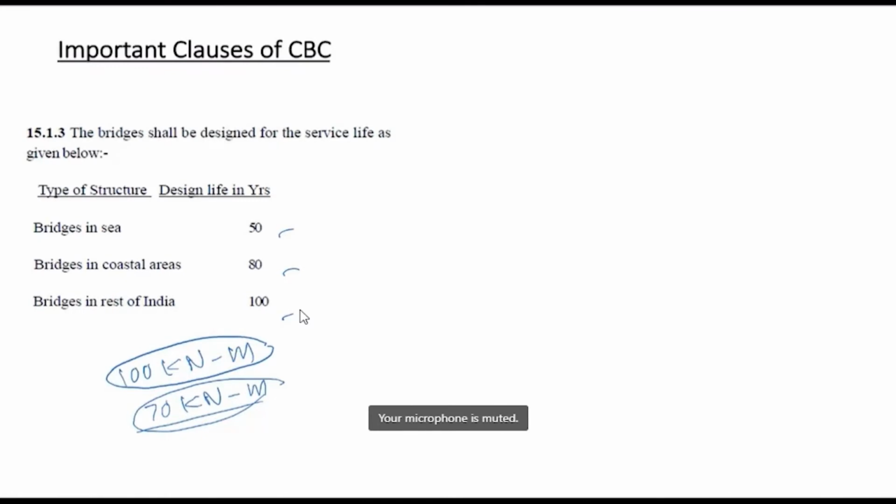नहीं, इसके लिए जो आप एक्सपोजर कंडीशन लेते हैं, एक्सपोजर मैं क्लियर कर देता हूँ। देखिए, जो एक्सपोजर कंडीशन है, जो भी लिखा हुआ प्रोविजंस है वो भी हम थोड़ा देख लेंगे। That is to achieve a durable structure, but उसको कनेक्ट किया है कि अगर हमने वो फॉलो कर लिया तो हम ये मान लें कि हमारा ब्रिज 50 years के लिए है, that the bridge will survive for 50 years in sea or 80 years in coastal area or 100 years in rest of India.